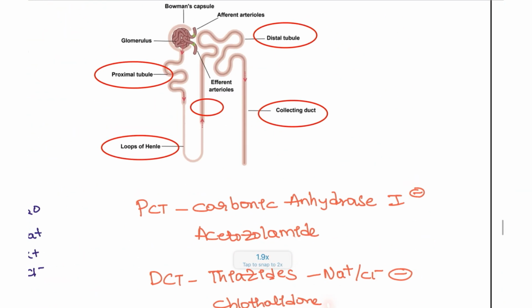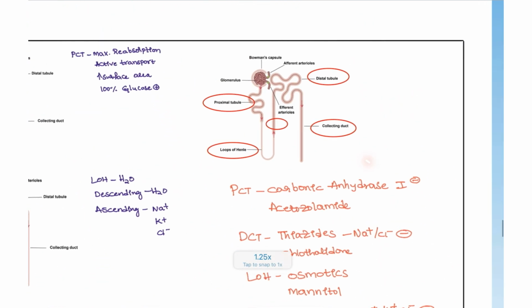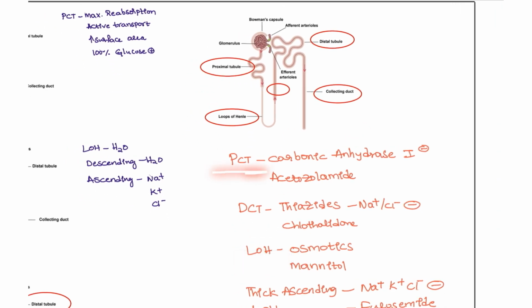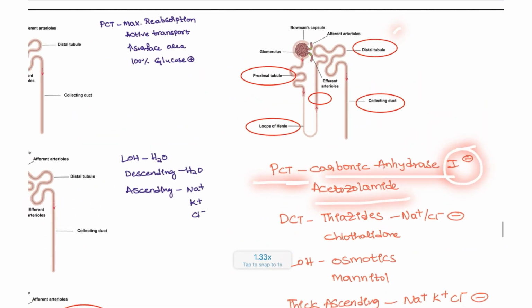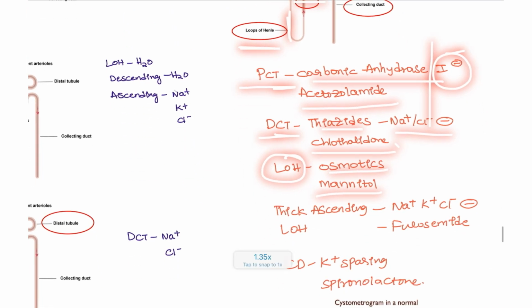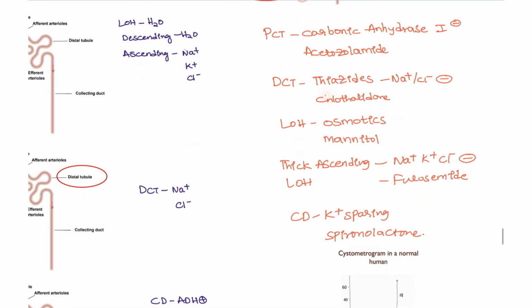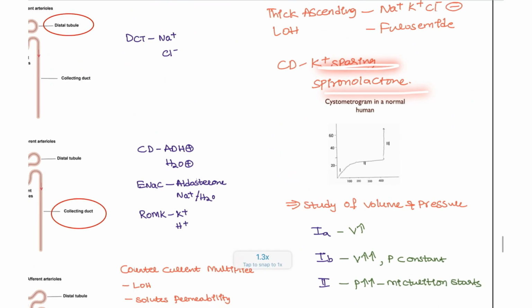Next, the diuretics action that I want you guys to remember. Proximal convoluted tubule, the main action is the carbonic anhydrase inhibitors. Example, acetazolamide. And here you can see the distal convoluted tubule, thiazides, chlorthalidone, where the sodium and the chloride channels will be blocked. Descending loop of Henle, there will be osmotics, mannitol. Thick ascending limb, there will be furosemide. Loop diuretics, sodium potassium chloride will be blocked here. And collecting duct, potassium sparing agents such as spironolactone.